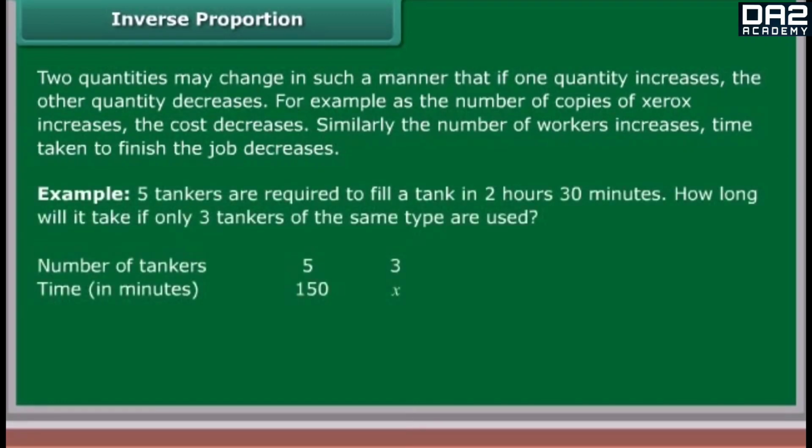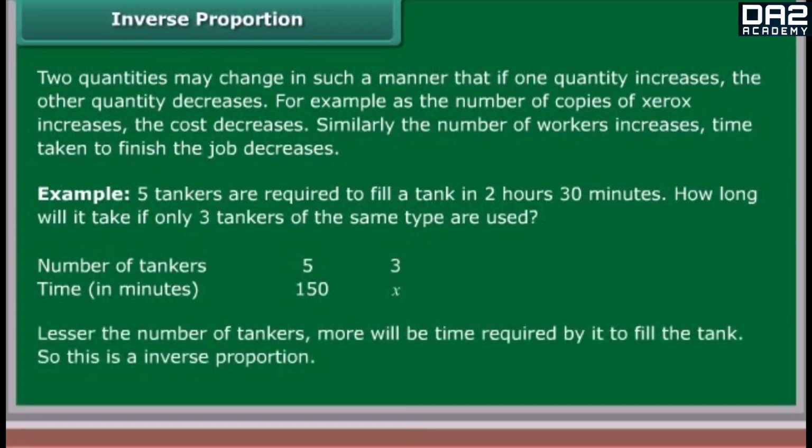Example: 5 tankers are required to fill a tank in 2 hours 30 minutes. How long will it take if only 3 tankers of the same type are used? The lesser the number of tankers, the more time will be required to fill the tank. So this is an inverse proportion.